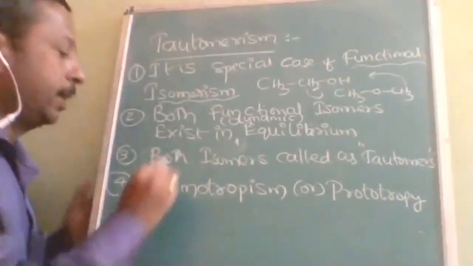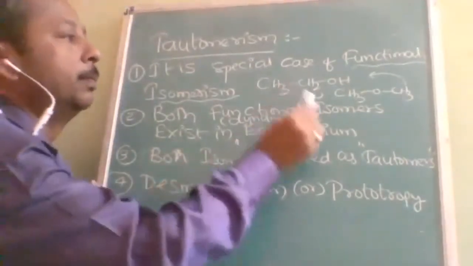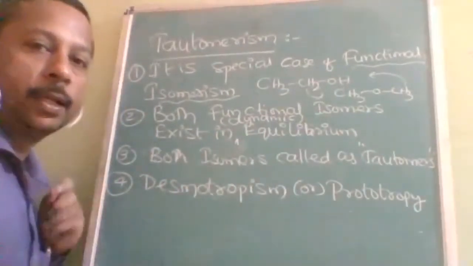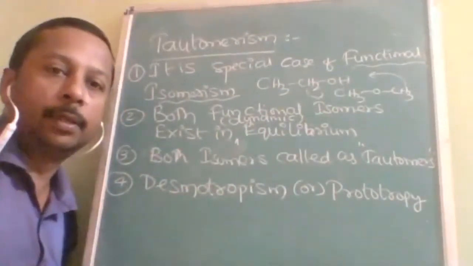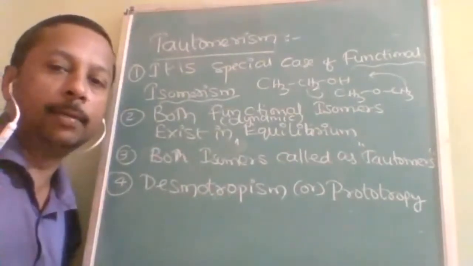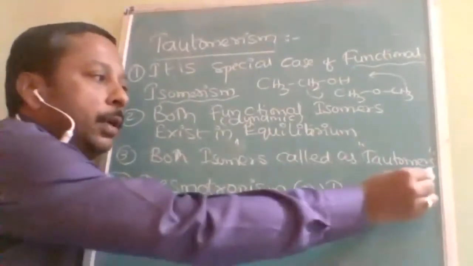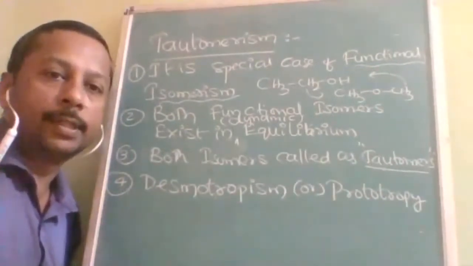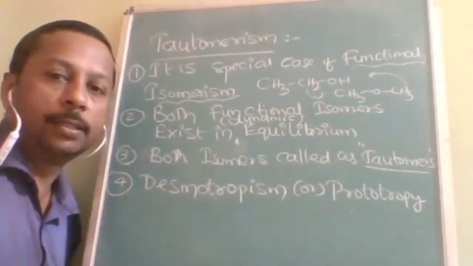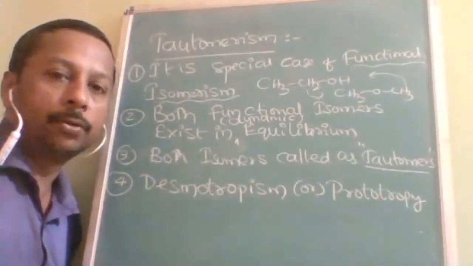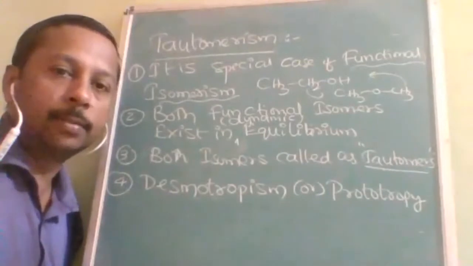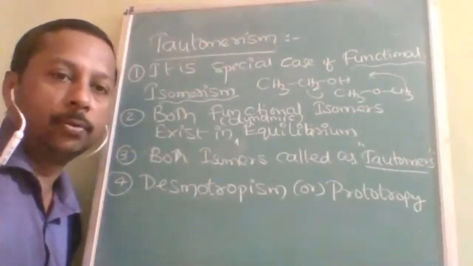Next, both isomers which exist in functional isomerism and dynamic equilibrium are called tautomers. Such functional isomers which exist in dynamic equilibrium with each other are called tautomers. Such a process is called tautomerism. Tautomerism is a process. Tautomers are molecules, compounds.